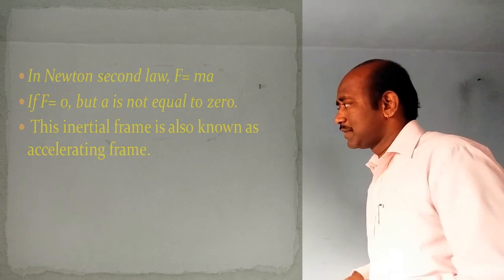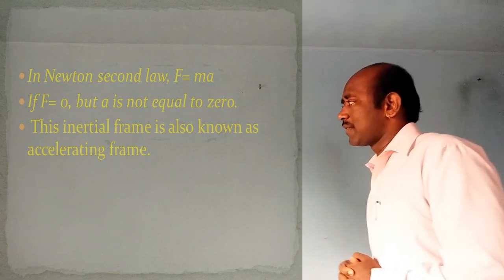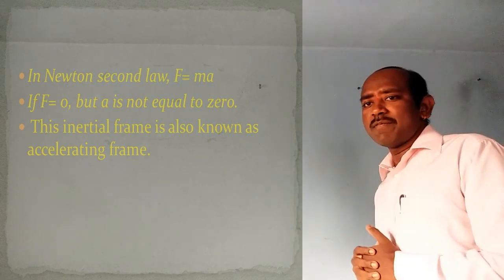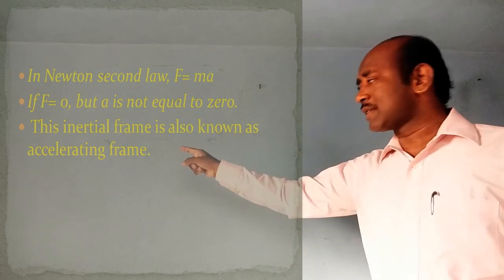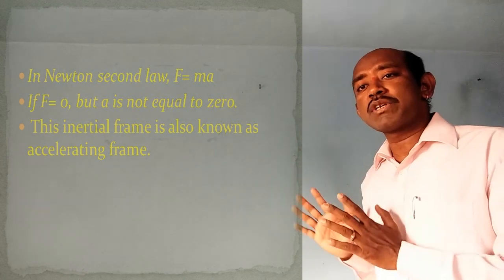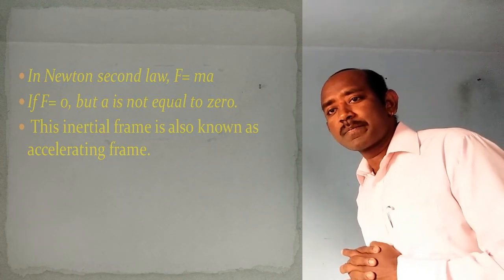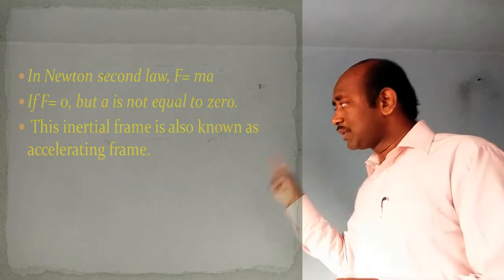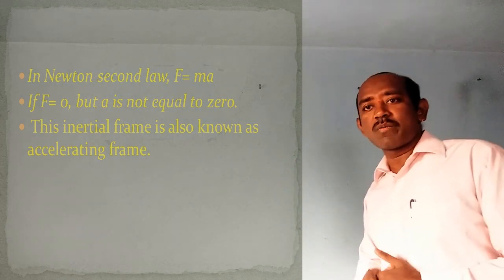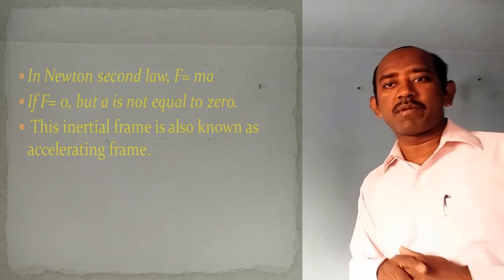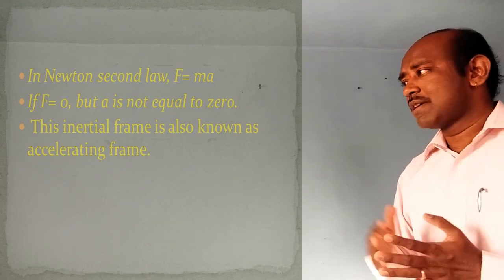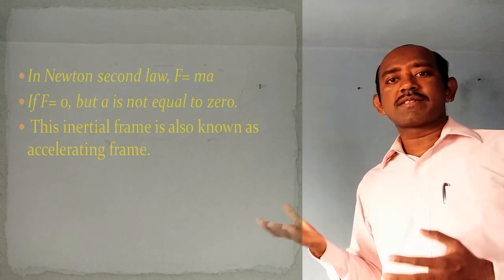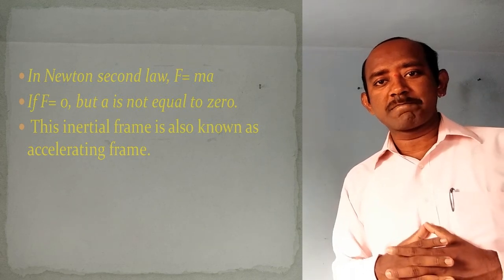But in the non-inertial frame of reference, we are not applying any force to that body, but still there is an acceleration. F is equal to 0, but acceleration is not equal to 0. Here, Newton's second law of motion is not valid in the case of a non-inertial frame of reference. So we have considered so many experiments by considering the earth as an inertial frame of reference only.